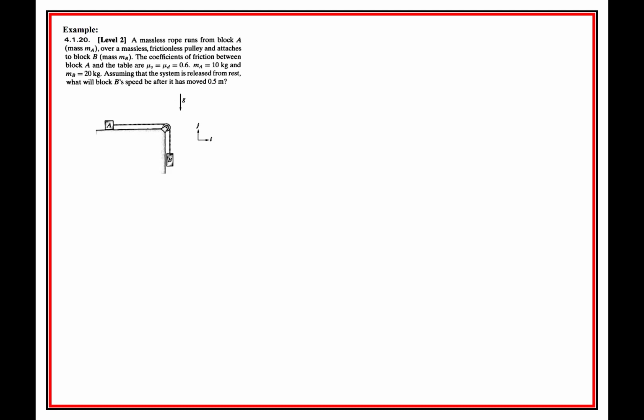We're going to assume that this thing actually moves. We could do a static analysis to see if it overcomes static friction, but we could skip that step here. We'll just say that it does move.